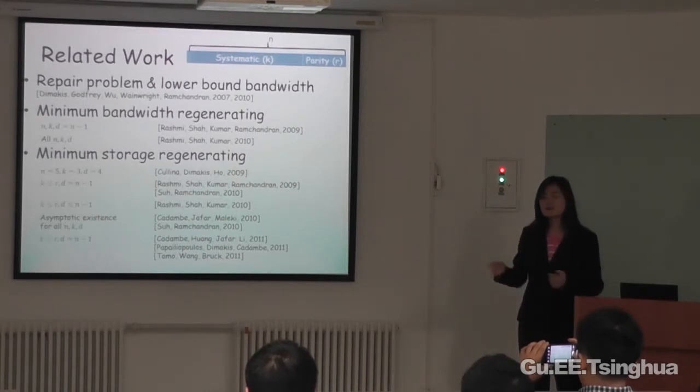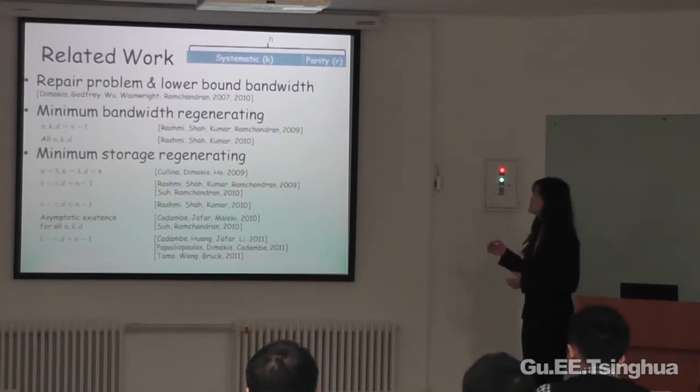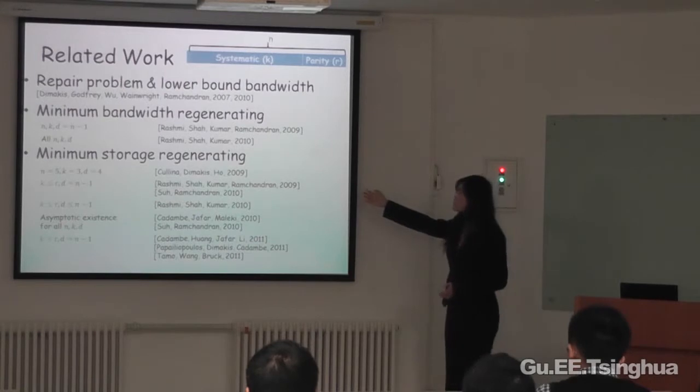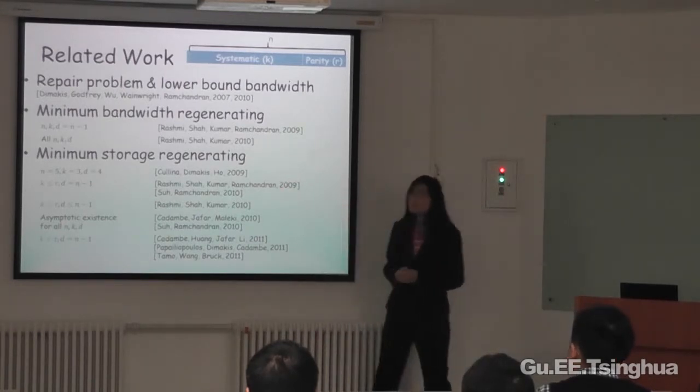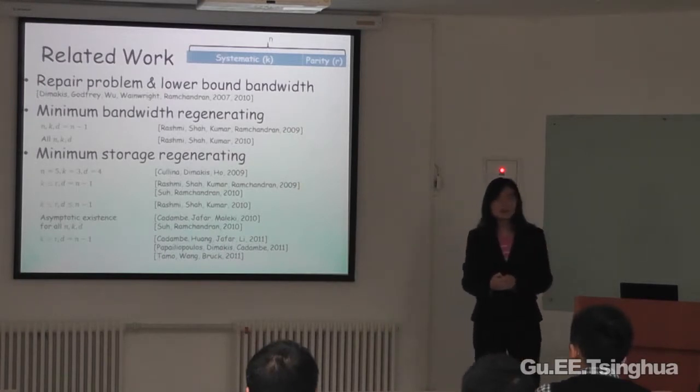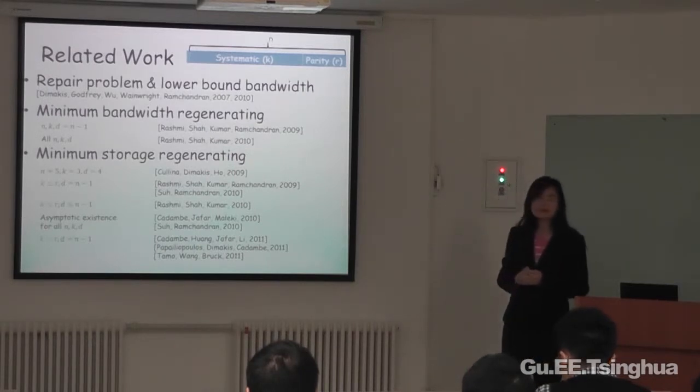And these are the codes that we're going to talk about. Those are the codes that have the smallest redundancy, and then they try to minimize the bandwidth after that. There are quite a few works. The first one is by Cullina et al. They did a computer search and showed that for the special case of a total of 5 nodes, there exists a code that matches the bound.